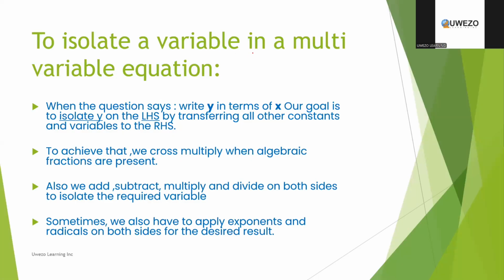When a question asks to write one variable in terms of another, we isolate one variable and transfer everything to the other side. To get that, sometimes we cross multiply when there are algebraic fractions present. And just like we add, subtract, multiply, and divide numbers, we can add, subtract, multiply, and divide algebraic expressions. Sometimes there could be exponents, so we have to apply the properties of exponents to solve for the required variable.